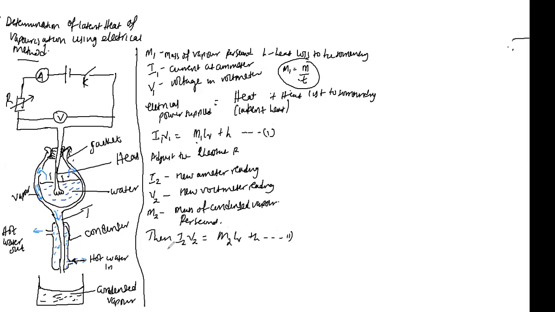So we can subtract equation 1 from equation 2, and we shall get I2 V2 minus I1 V1 is equal to M2 minus M1 times LV. With this, because the H will cancel, the latent heat of vaporization can be got from I2 V2 minus I1 V1 divided by M2 minus M1.